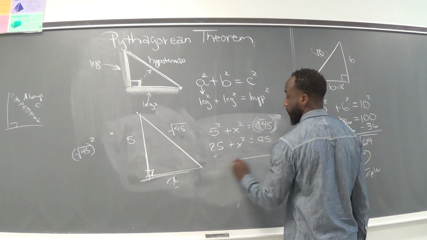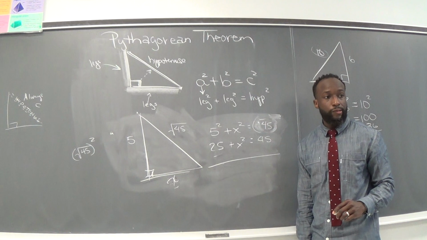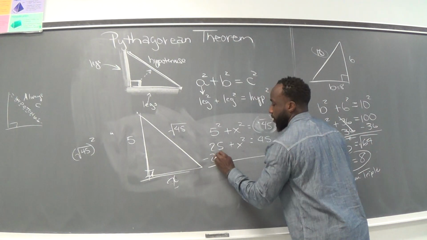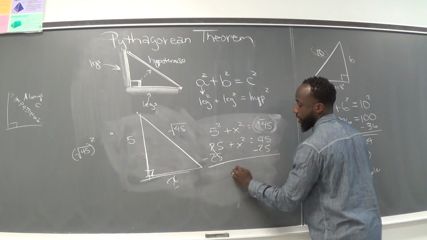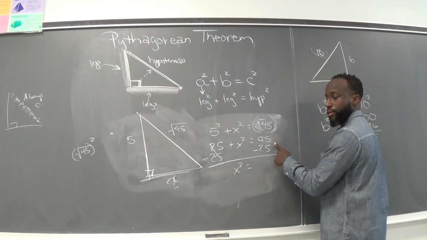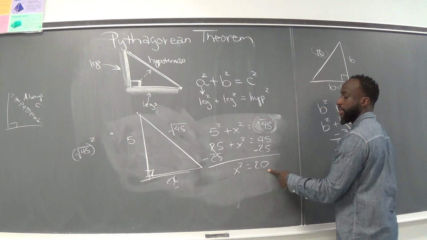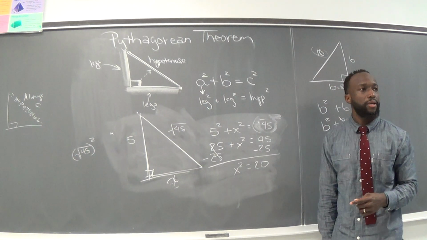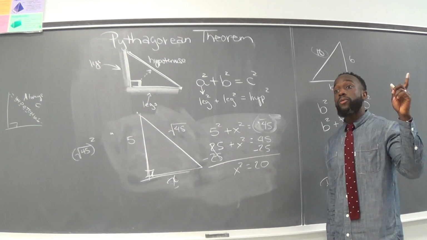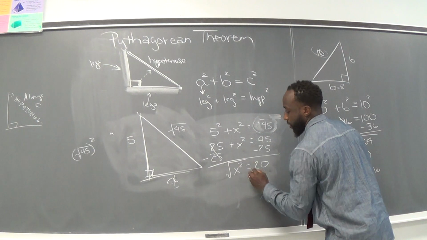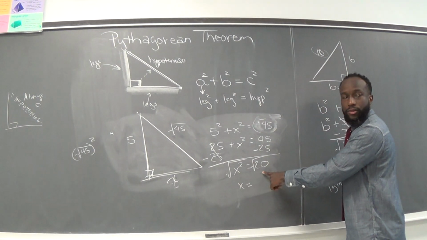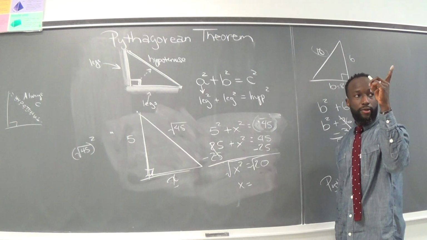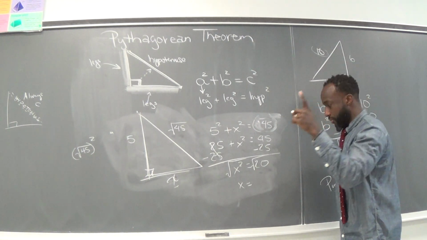What's the next step? Subtract what? 25. Good. Subtract 25 from both sides. Right? Bam. And then you'll have x squared equals what? 20. X squared equals 20. So how do we solve for x? Take the square root. Right? So you have the square root. So x is going to equal, what you get? Plus minus 2 times the square root of 5.